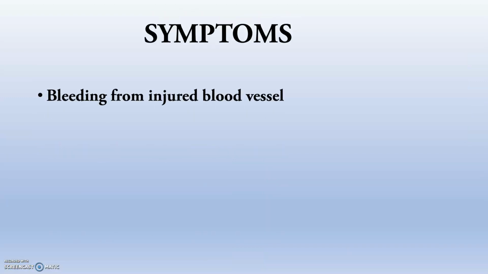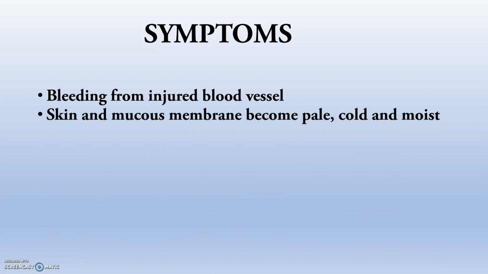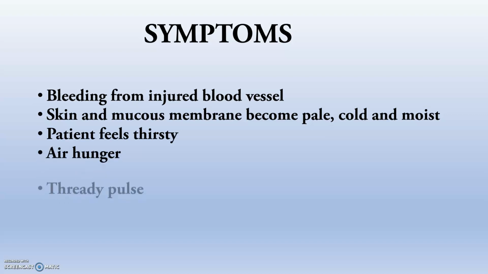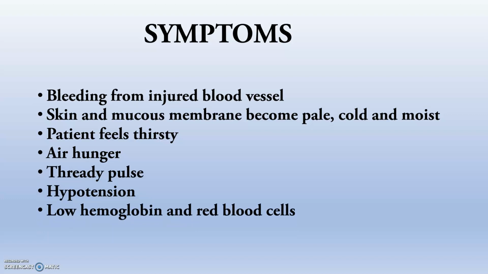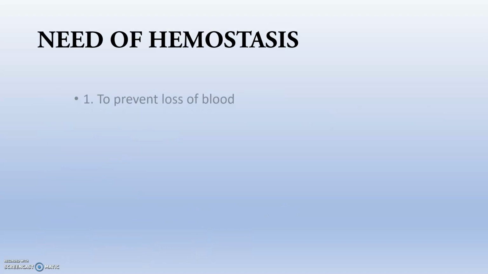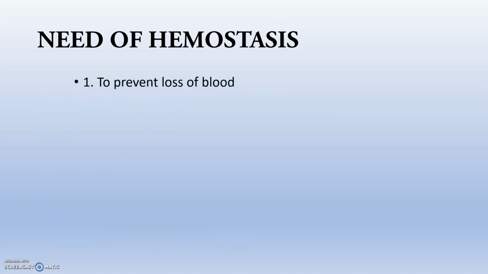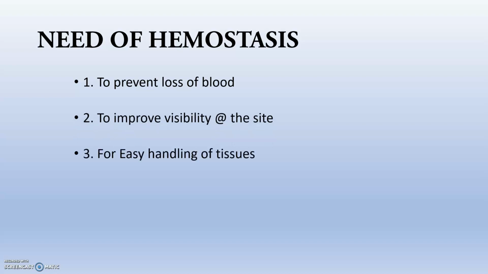Symptoms will be bleeding from the injured blood vessel, skin and mucous membrane becoming pale, cold and moist, the patient feels thirsty, air hunger, thready pulse, hypotension, low hemoglobin and red blood cells, and severe bleeding that will lead to shock. The needs of hemostasis are to prevent loss of blood, prevent anemia, prevent anaphylaxis or hypovolemic shock, to improve visibility at the site, and for easy handling of tissues.